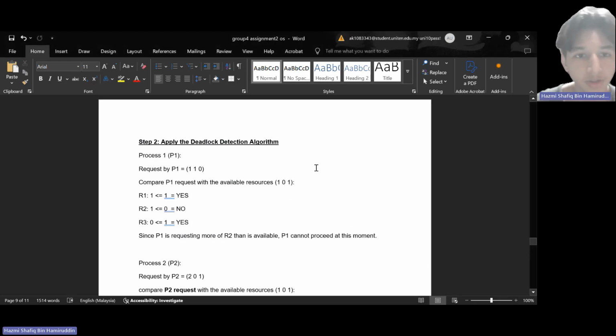For the last question, step 2, apply the deadlock detection algorithm. The request by P1 is 110. Compare the P1 request with the available resources 101. R1: 1 lower than or equal to 1? Yes. R2: 1 lower than or equal to 0? No. R3: 0 lower than or equal to 1? Yes. Since P1 is requesting more of R2 than is available, P1 cannot proceed at this moment. So let's do the next part.